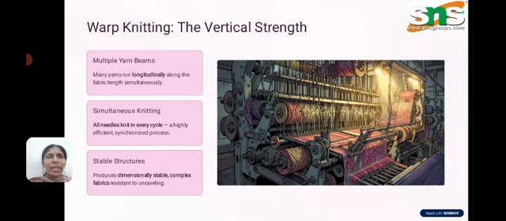The next one is warp knitting, the vertical strength. In warp knitting, yarns are passed through the machine in a vertical direction. Multiple yarn beams are mounted on the machine, and many yarns run longitudinally along the fabric length simultaneously. Simultaneous knitting: all needles knit in every cycle, a highly efficient synchronized process. Stable structures produce a dimensionally stable, complex fabric resistant to unraveling.